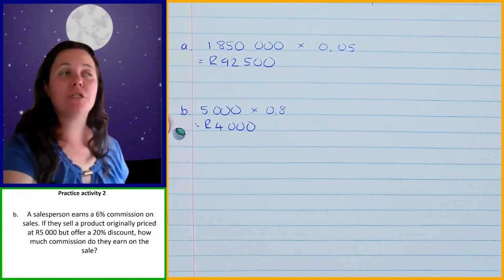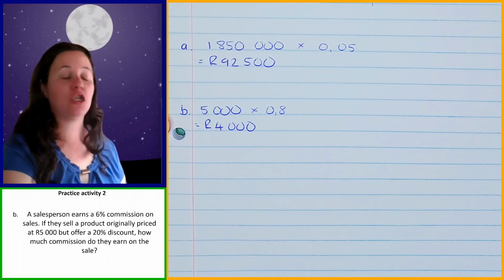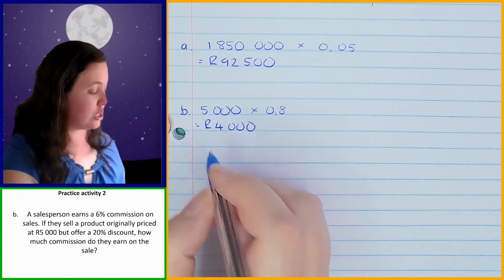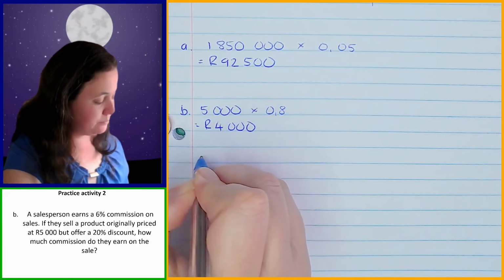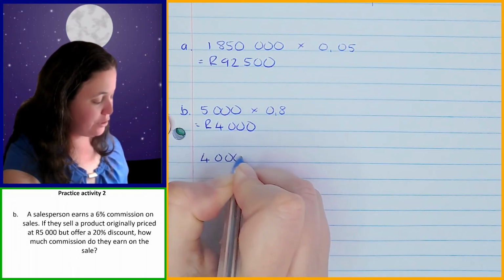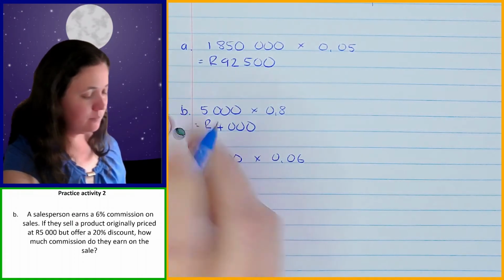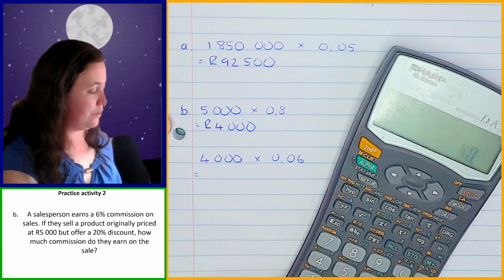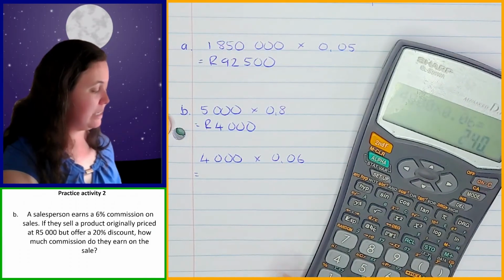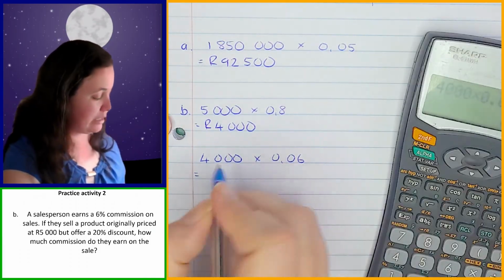The salesperson is going to get 6% commission on that amount. So it's going to be 6% of 4,000. So 4,000 multiplied by 0.06. So 4,000 multiplied by 0.06 gives us 240 Rand.